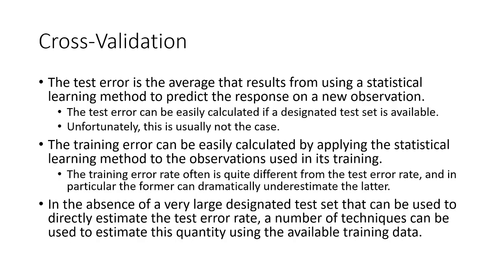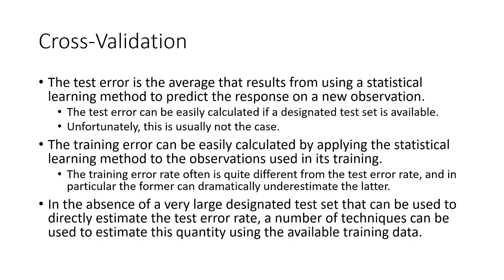And okay, so the training error can be easily calculated by applying the statistical learning method to the observations used in its training. So the training error rate often is quite different from the test error rate, and in particular, the former can dramatically underestimate the latter. Why? Because we fit the model based on the training data sets. So if you have a certain level of error rate for this training data set, it doesn't tell a real picture about what is going to happen with the testing data sets, because you built the model using the training data sets.